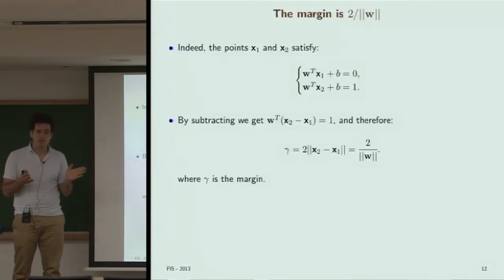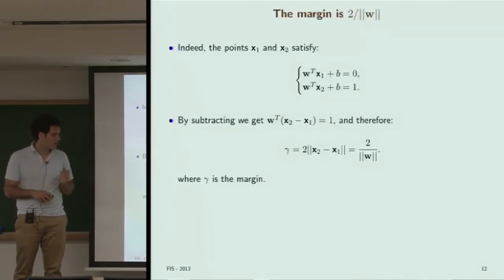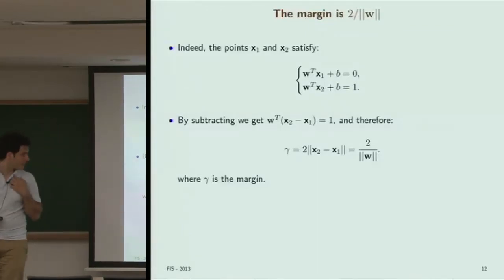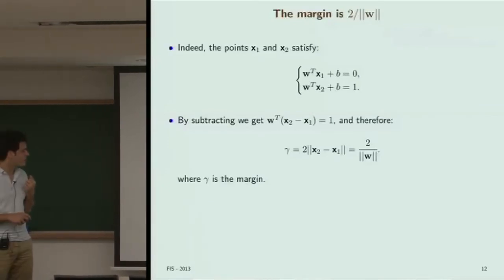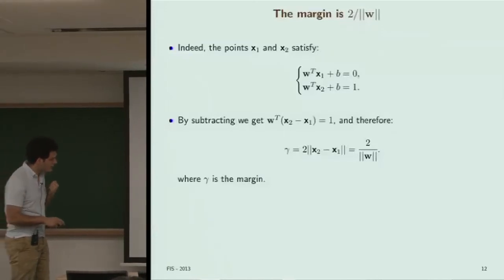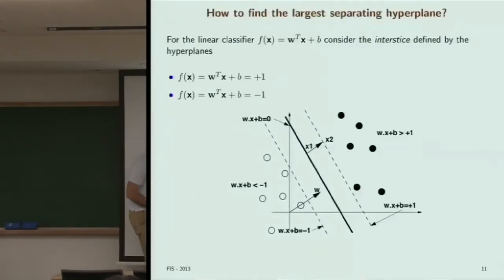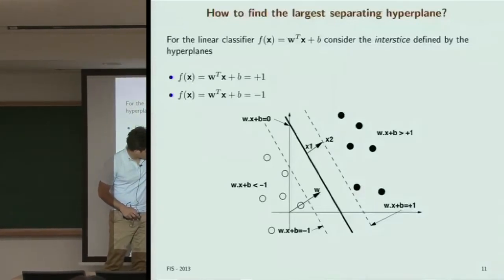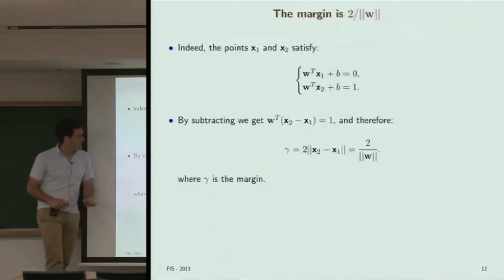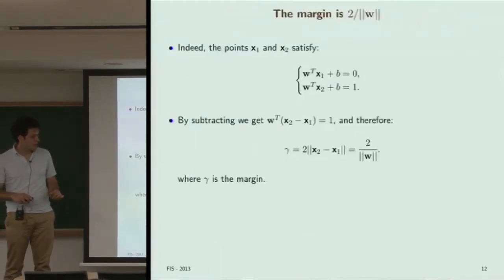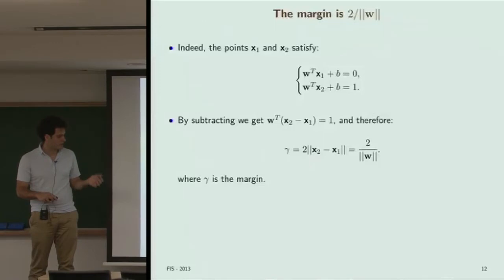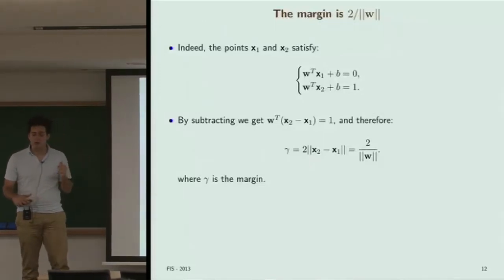And since w and x2 minus x1 are collinear, we simply have that the product of the norm of w times the norm of x2 minus x1 is equal to 1. Then this length here is 2 times the length from x1 to x2. So the width of the tube, the margin, is simply 2 times the norm of x1 minus x2, or 2 divided by the norm of w.